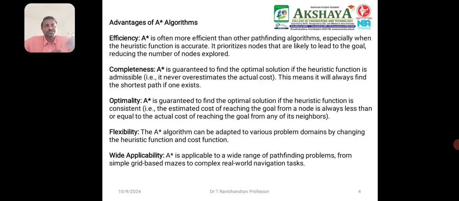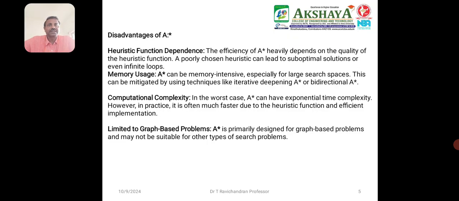navigation tasks. The disadvantages: heuristic function dependency. The efficiency heavily depends on the quality of the heuristic function. A poorly chosen heuristic function leads to suboptimal solutions or even infinite loops. Memory usage can be intensive, especially in larger search spaces. It can be mitigated by techniques like iterative deepening A-star and bidirectional A-star.